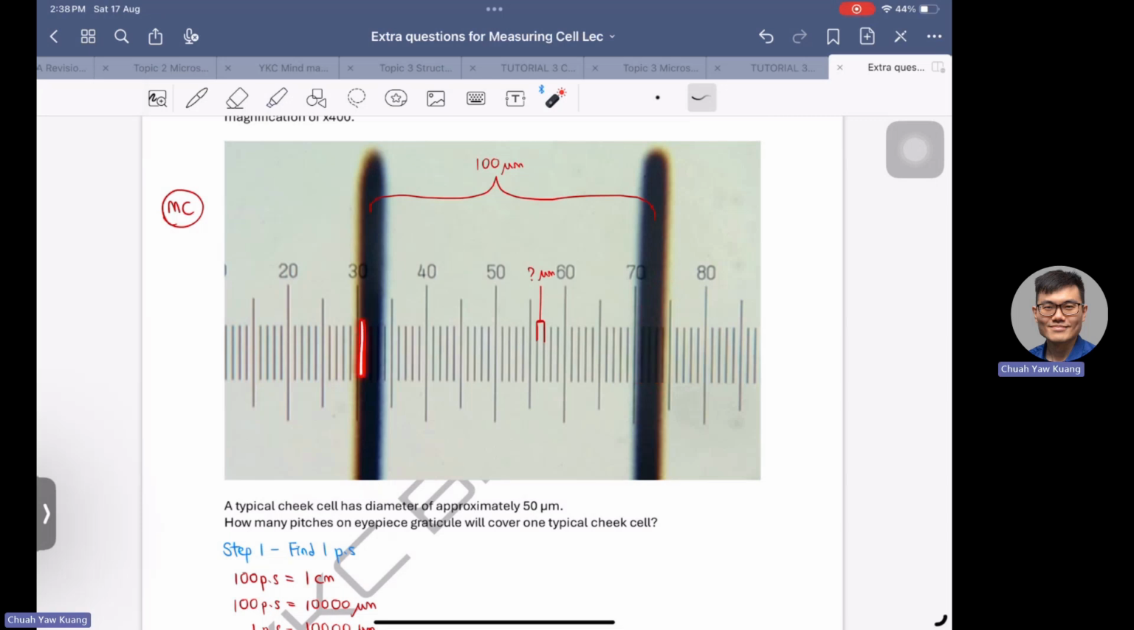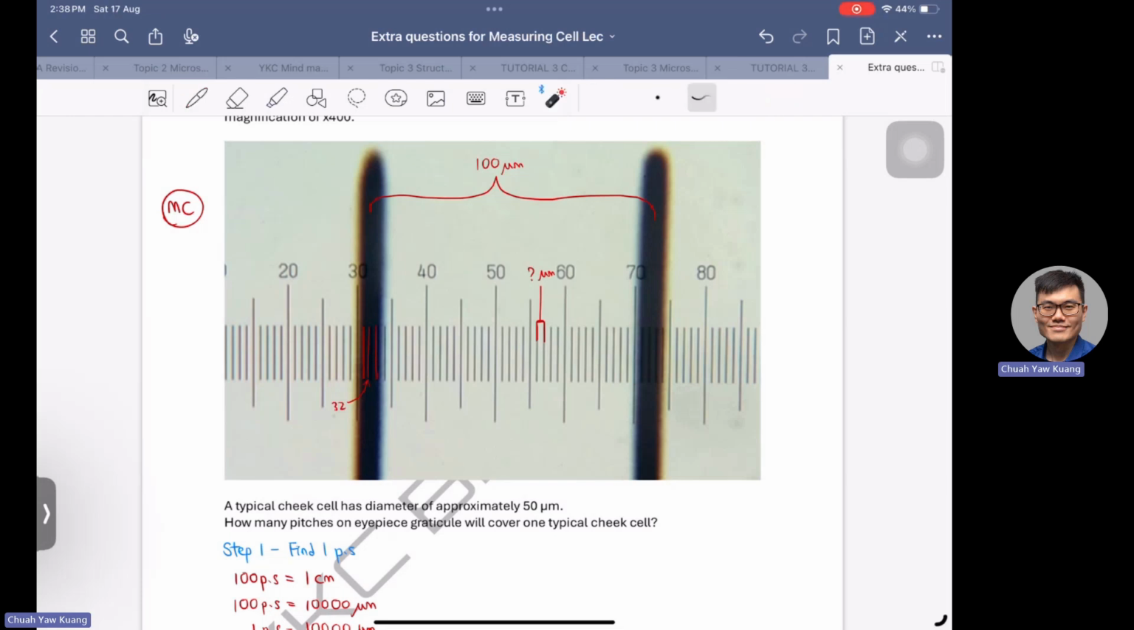So same thing goes to here. There are 3 lines. We will choose the one in the center. Okay. So with that, that means that this is 1 line of eyepiece reticule, second line, and third line. So we will choose the second line. So that means that it is from 32.